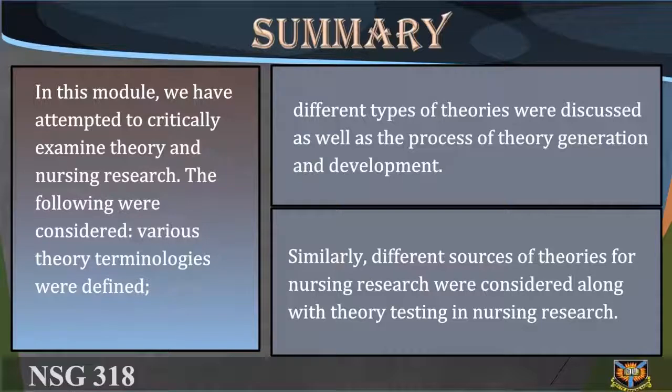Summary of study section 4. In this module, we have attempted to critically examine theory and nursing research. The following were considered. Various theory terminologies were defined. Different types of theories were discussed, as well as the process of theory generation and development. Similarly, different sources of theories for nursing research were considered, along with theory testing in nursing research. The module was wrapped up with various types of theoretical and conceptual models as research frameworks.